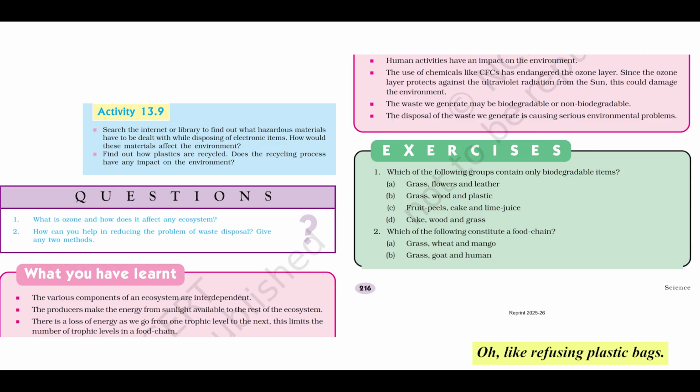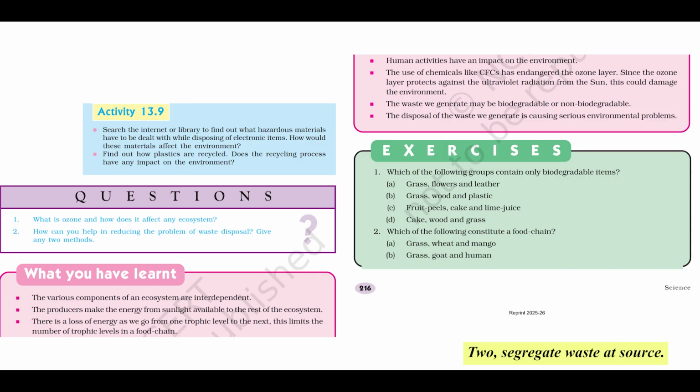Oh, like refusing plastic bags. Exactly. Carry your own cloth bag for shopping, a simple habit with a big impact. Avoid buying things with excessive packaging. Choose loose vegetables instead of prepackaged ones. Use reusable water bottles instead of buying plastic ones. Perfect example. Use reusable containers for food. Choose durable items over disposable ones. It's about making conscious choices to consume less and generate less waste in the first place.